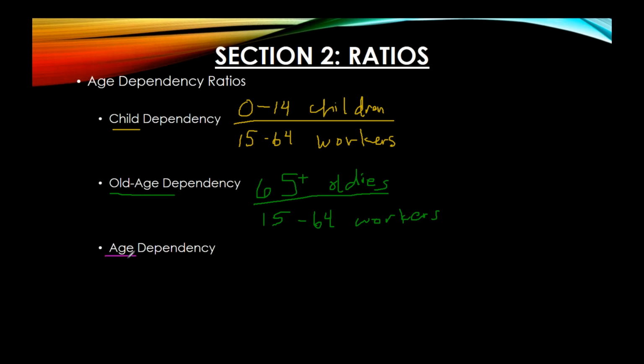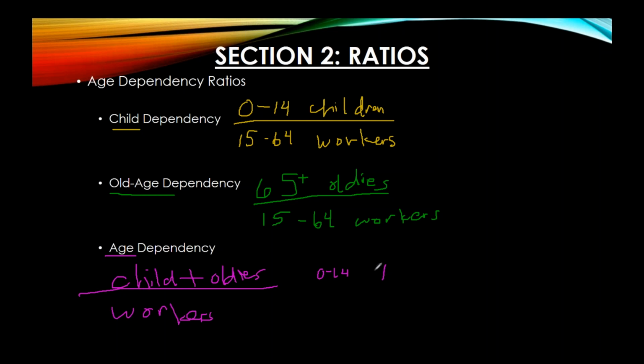Now, if you're just talking about straight age dependency, that's anybody who is dependent on someone else. So that's your children, and that's a plus sign, and your oldies compared to your workers. So we take the age groups 0 to 14, we add to it the 65 and above, but we're still comparing it to, whoops, I already put workers, the 15 to 64-year-olds. Okay, now you'll notice the denominator for all of these is the working class, 15 to 64.